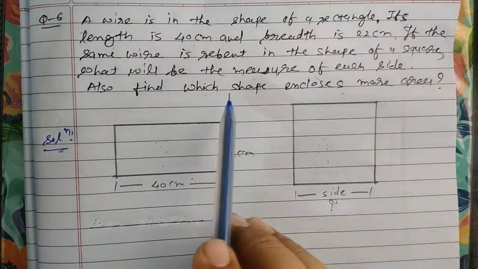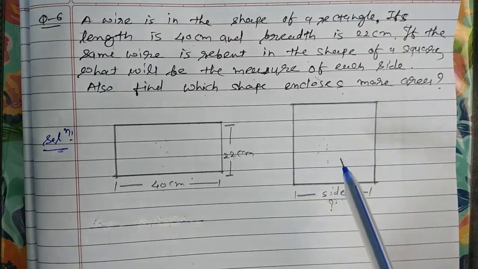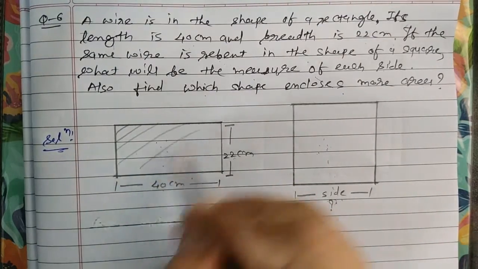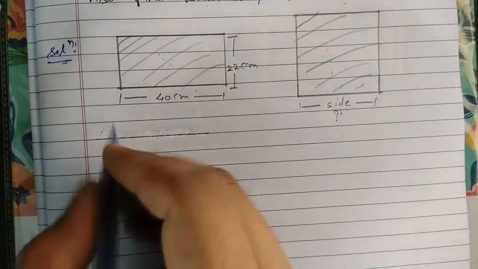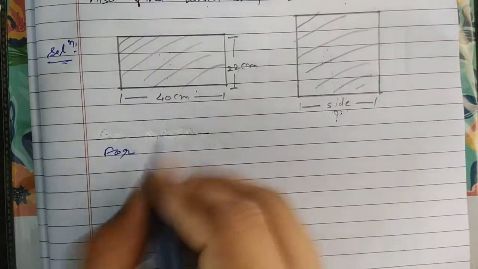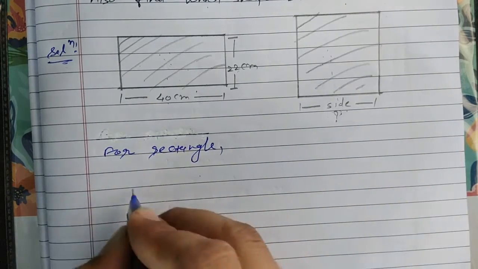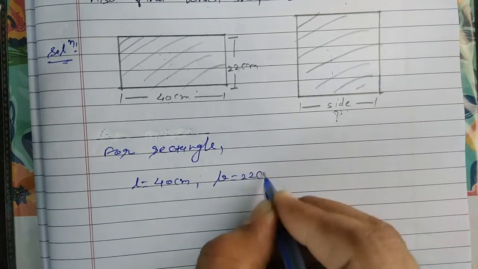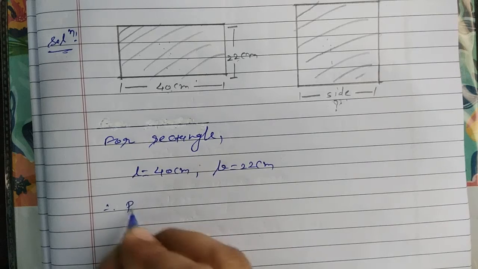Afterwards, we have to find which shape encloses more area. So from this rectangle and square, which shape has more area, we have to find. Therefore we have to find the area of this rectangle and the area of this square. So now we will start our solution for this question. So here for the rectangle, first, what we have, that is length we have, that is 40 centimeter, and breadth we have, that is 22 centimeter. We will use this information to find the perimeter of a rectangle.